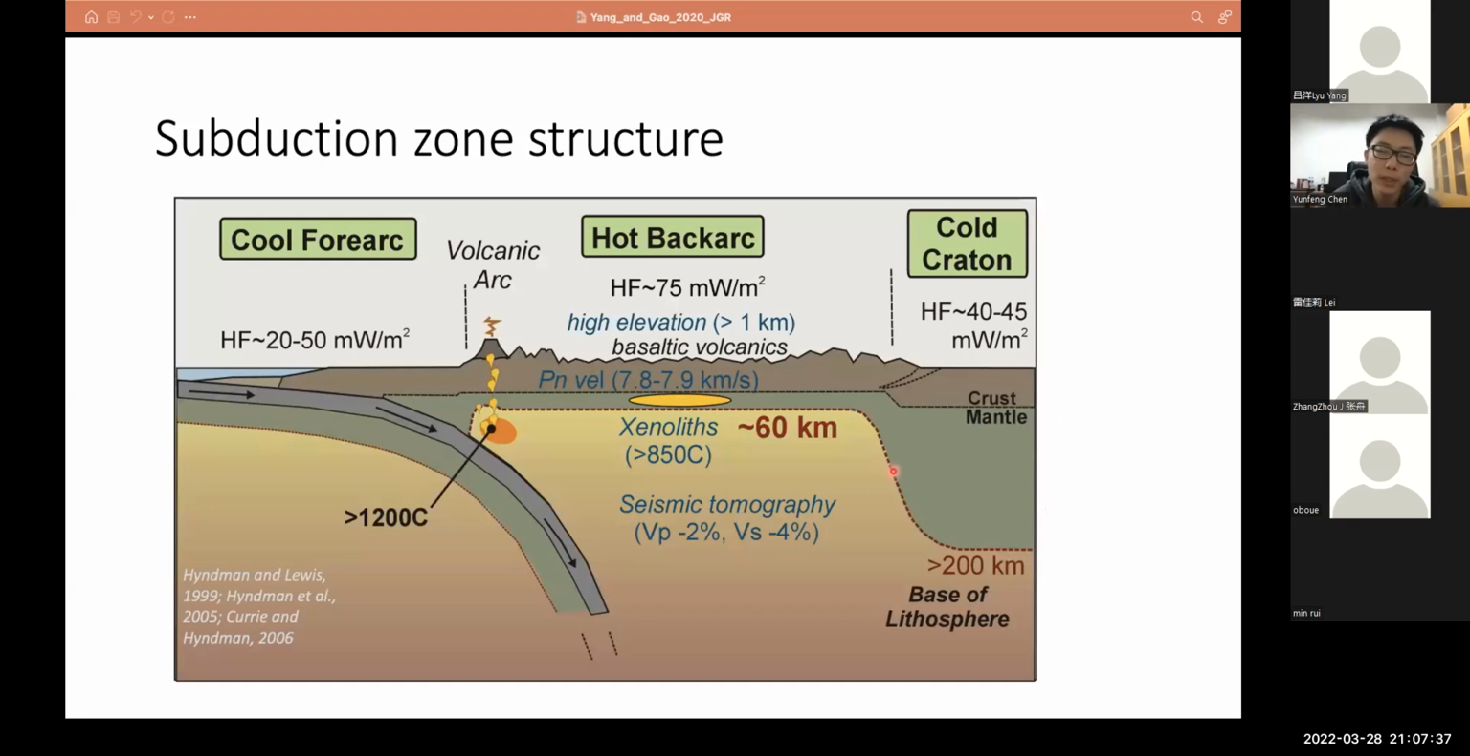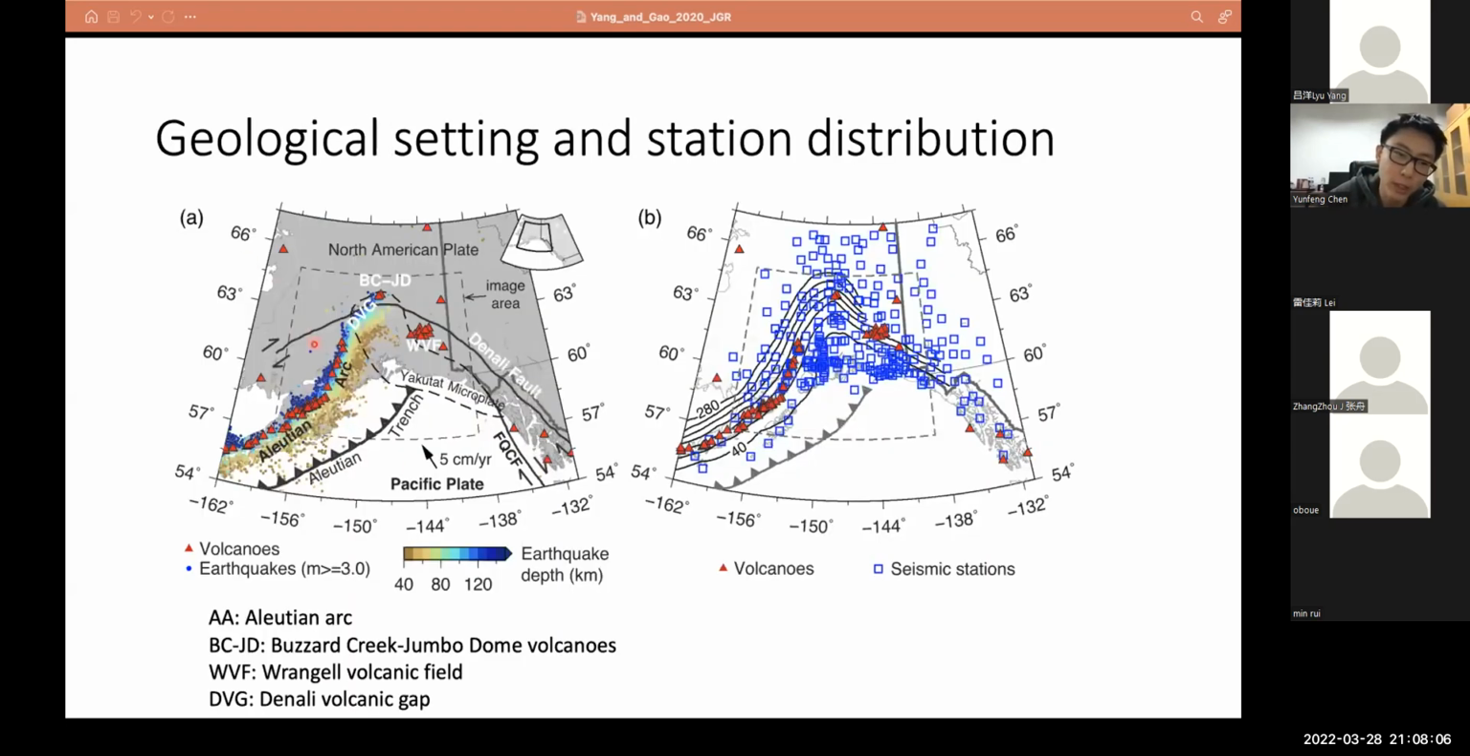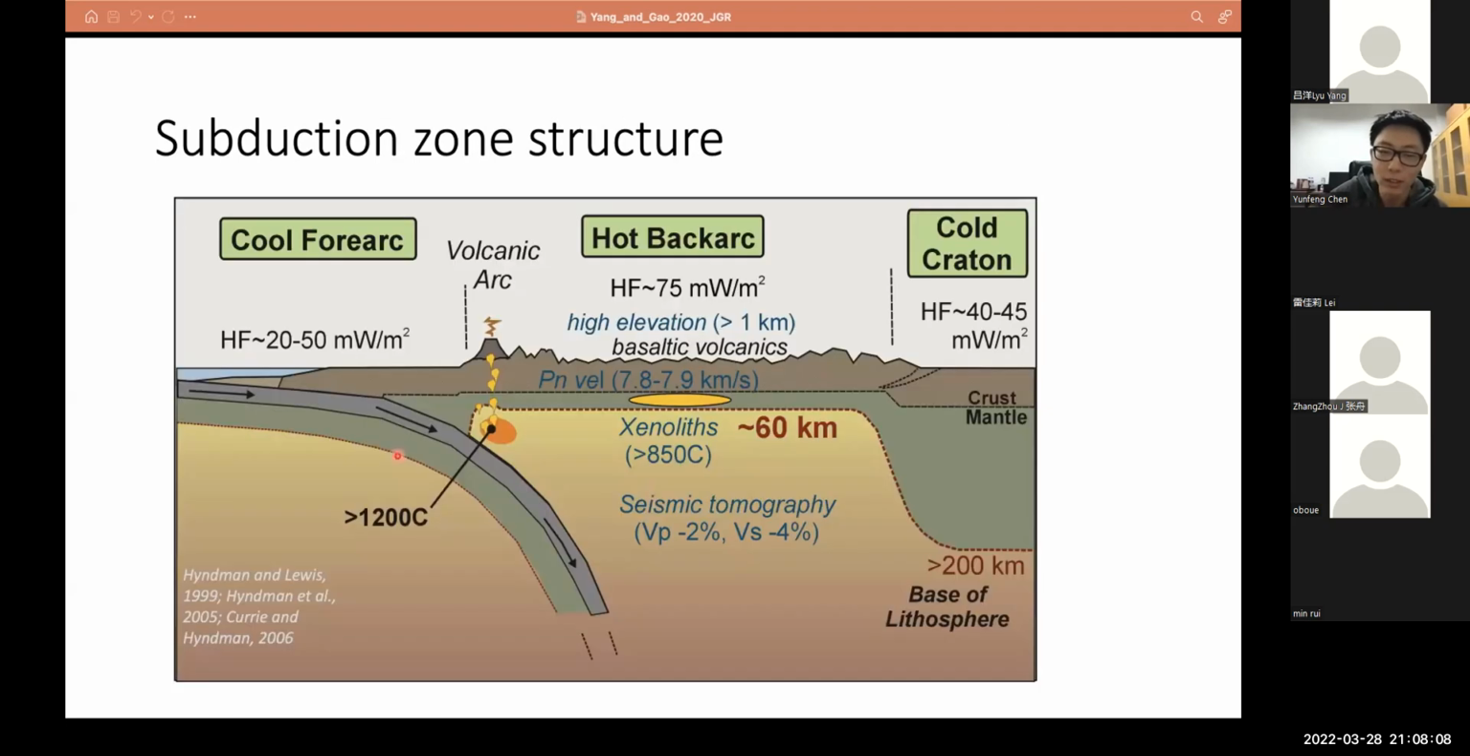Since this paper talks a lot about subduction, volcanic arc, forearc and back arc, I just want to make sure everybody is on the same page, so I'll briefly introduce the structure of the subduction zone. This is a very famous paper by Roy Hyndman and Claire Currie, and it summarizes the structure of the subduction zone very nicely. If you cut across the subduction zone along a line here, the cross section is going to look something similar to this.